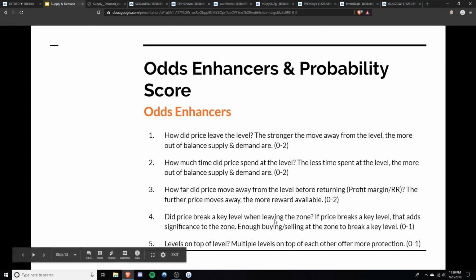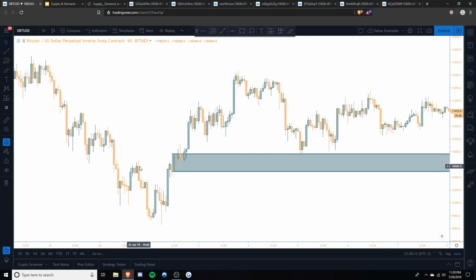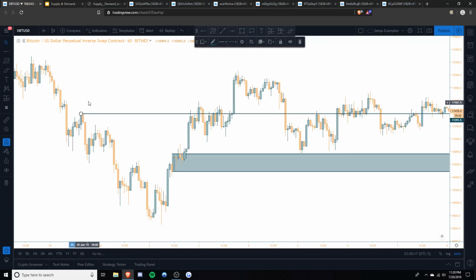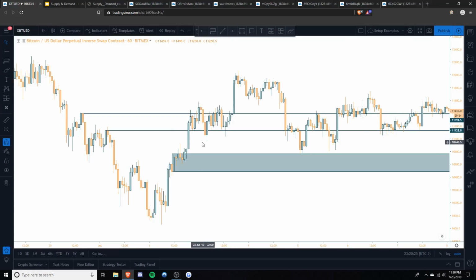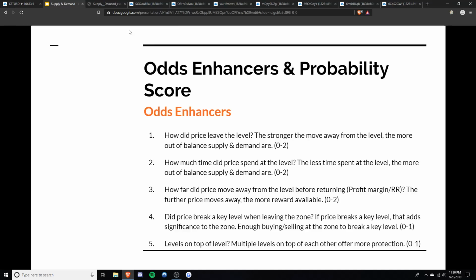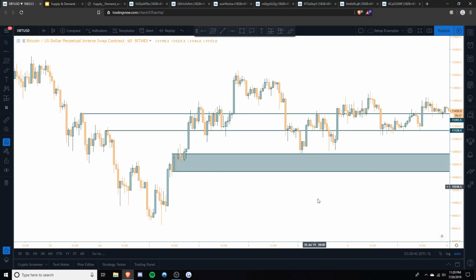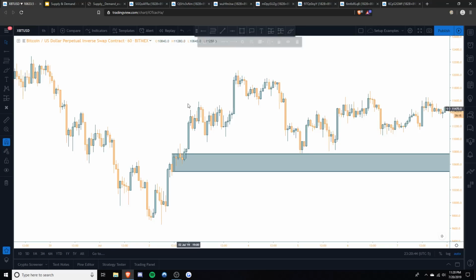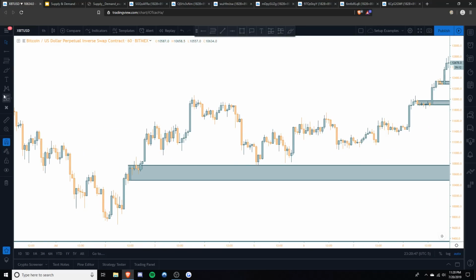Did price break a key level when leaving the zone? It did break this. Let's see. It did break this whole area, these two resistance levels. So I would say it did break a key level, because it broke this high pretty much. This high. So yes, I would say it broke a key level. So that's another point. So I think we're at 5. So that is a tradable zone pretty much, and you would have got, let's see, you would have barely got filled on that one.